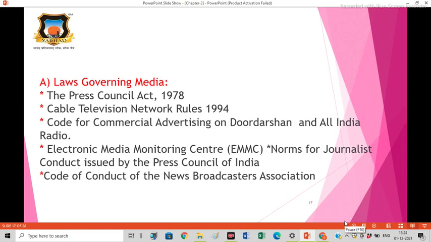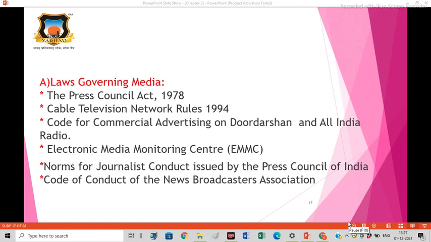The following laws govern the media. The first is the Press Council Act 1978. The second is the Cable Television Network Rules 1994. The Code for Commercial Advertising on Doordarshan and All India Radio. Next is the Electronic Media Monitoring Center. Norms for Journalist Conduct issued by the Press Council of India. Code of Conduct of the News Broadcasters Association.